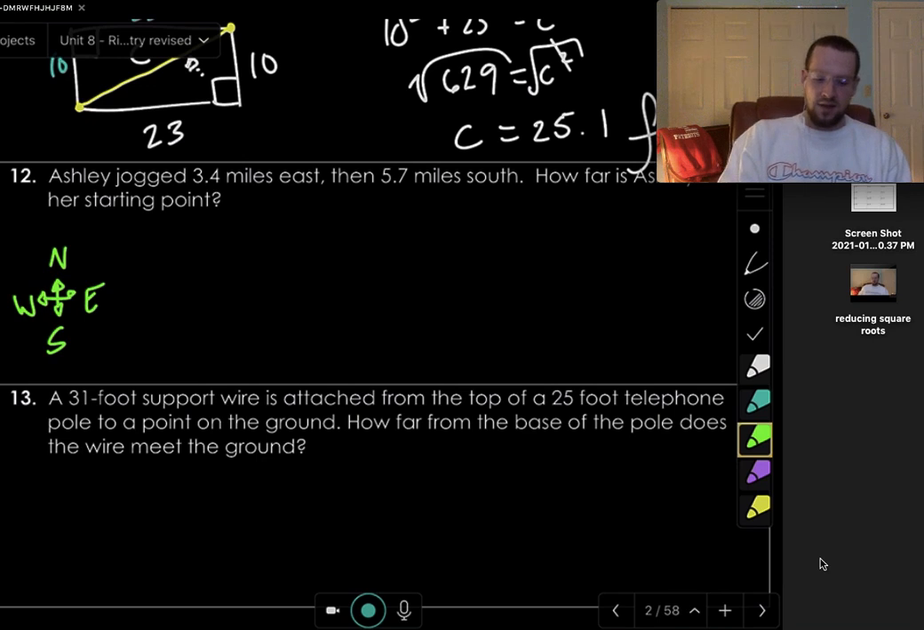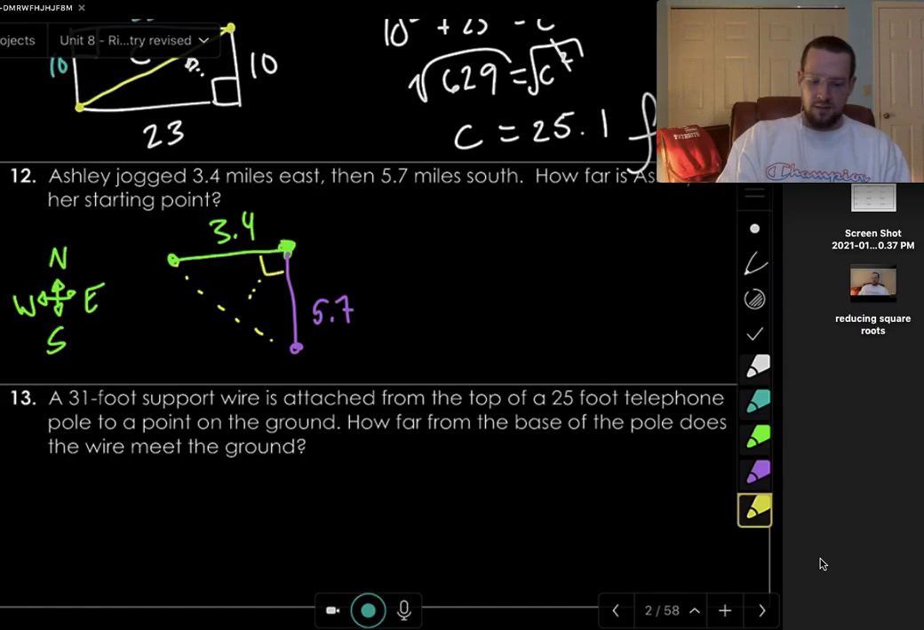So let's see. Ashley runs 3.4 miles east, so she's running this way. 3.4 miles in the east direction. And then she runs 5.7 miles south. And we want to know how far was she from her starting point? Again, this line here is going to be our hypotenuse. This is C. It's across from the right angle. This is actually one of the easiest problems in the entire world.